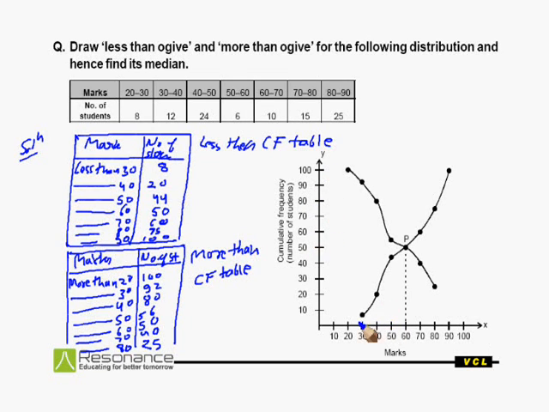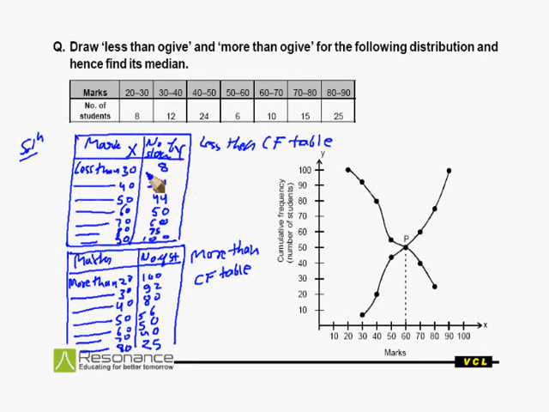On the horizontal line we draw the marks, and on the y-axis we draw the number of students. The value of one big box is equal to 10 marks, and one big box on the y-axis represents 10 students. This is our scale. Now for the less than cumulative frequency table, we have to draw the marks on the x-axis and the number of students on the y-axis.